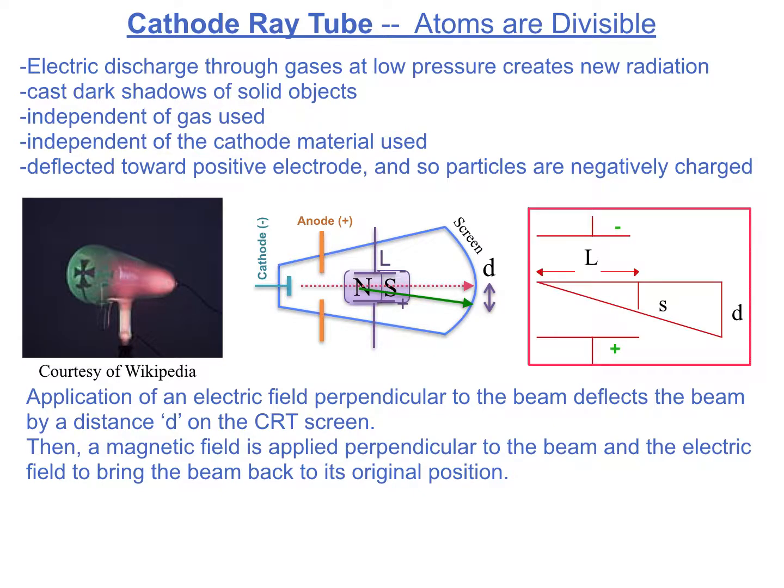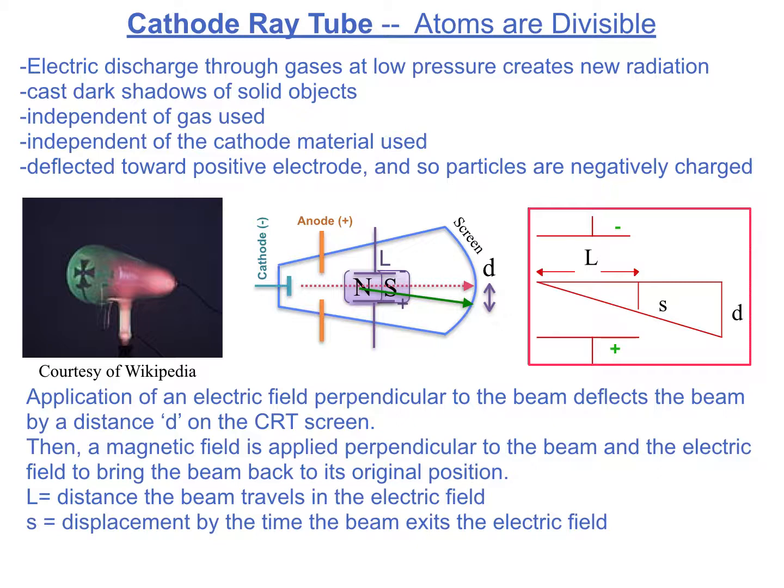The diagram on the right-hand side expands this and explains how the distance L corresponds to the path the particles travel through the applied electric field, and then they are displaced through a distance d on the screen. The displacement by the time they exit the electric field is the small s. So L is the distance the beam travels in the electric field, s is the displacement by the time the beam exits the electric field, and D is the displacement noted on the screen. These are the various variables.